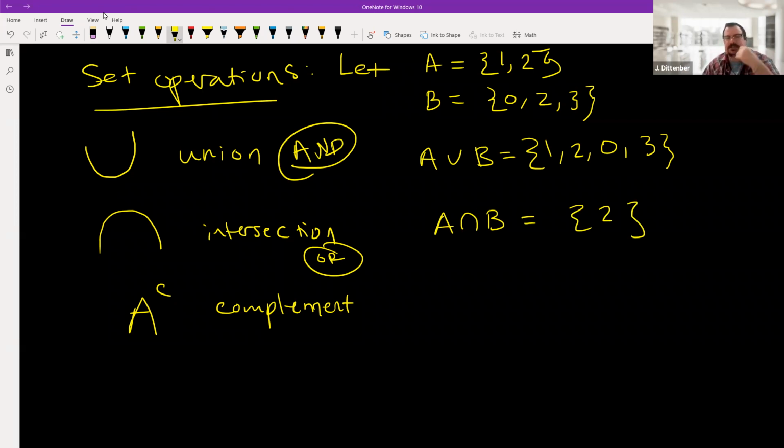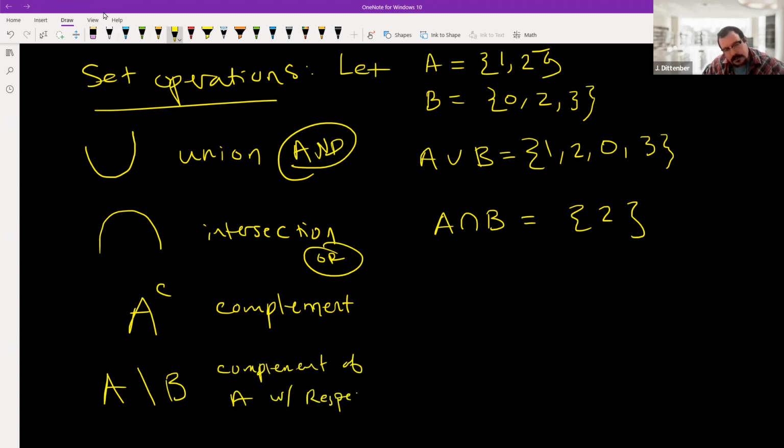And when it comes to complement for sets, usually we've got two ways of writing this. We've got A complement, and then we also have the complement of A with respect to B. So I would write it like this: complement of A with respect to B.